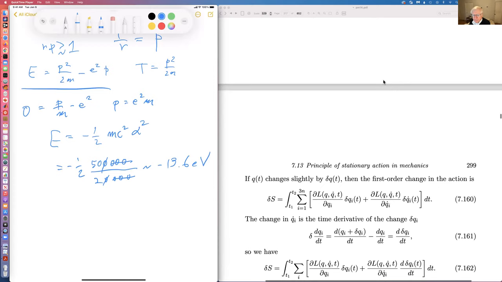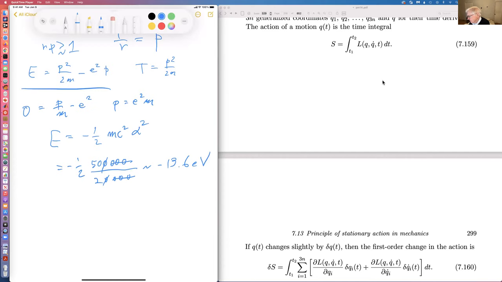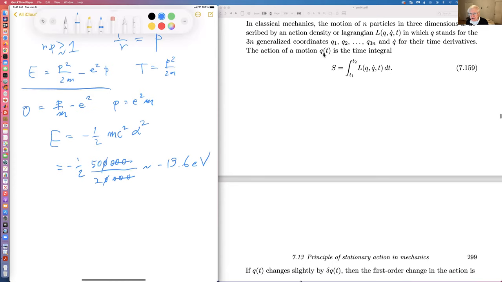Now, it's called the principle of least action. Purists call it the principle of stationary action. And the idea is that we want to see what kind of trajectories Q of T are such that if you change them just a little bit, the change in the action is essentially undetectable. It's second order in the change in the path.